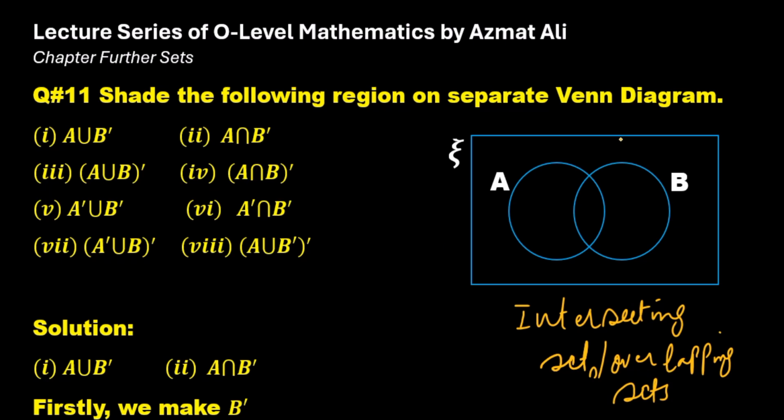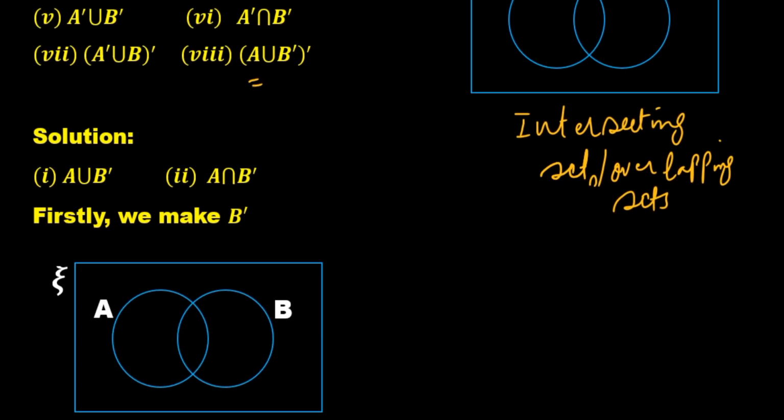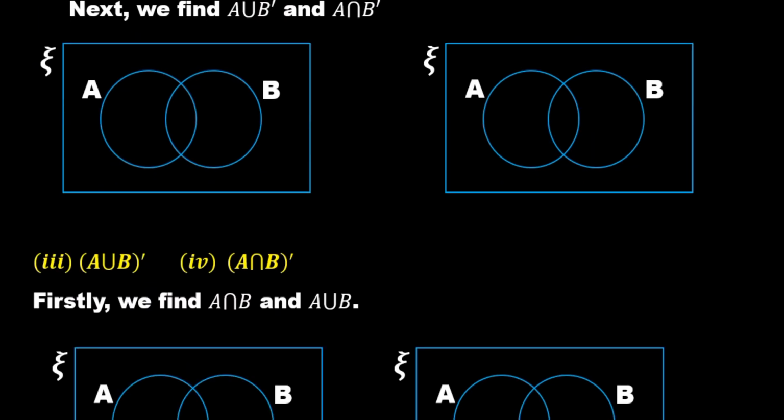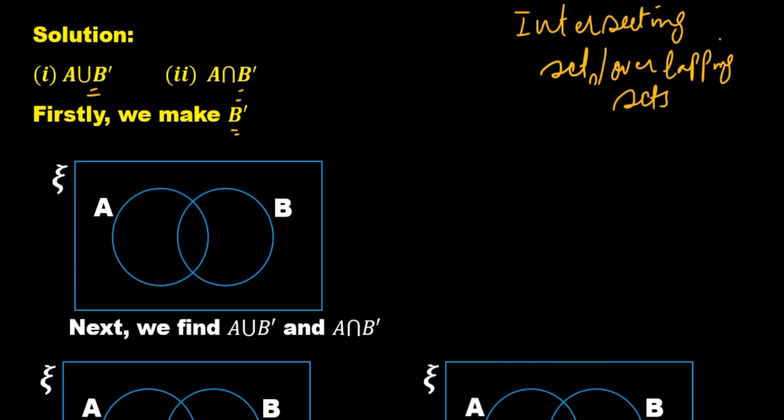So in case of overlapping sets, the requirement is to shade the following region on a separate Venn diagram, and we have to find A union B complement, A intersection B complement, and so on, up to these 8 parts. So firstly we solve the first 2 parts in which we have to find B complement. I will divide these questions into some simple steps. For example, to find A union B complement and A intersection B complement, firstly we find B complement. It will make the question very easy.